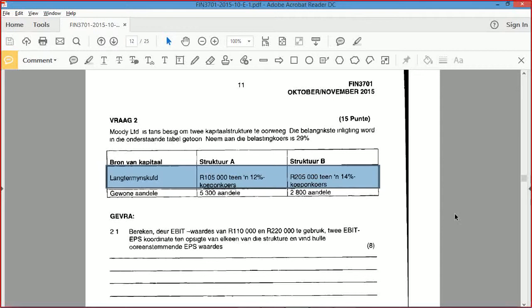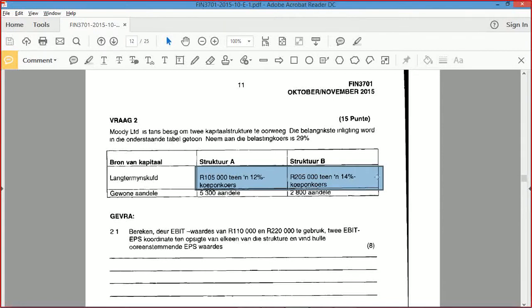Well, this is quite difficult. So they gave you the EBIT, which was 110 and 220. Do you agree? And that was for two different scenarios. Then you've got structure A, which is this, and structure B, which is that. They've given you the structure, they haven't given you the percentage. So what does EBIT have to take off? Interest, right? Can I work out interest from the question? Yeah, interest and tax. 12% of that and 14% of that.